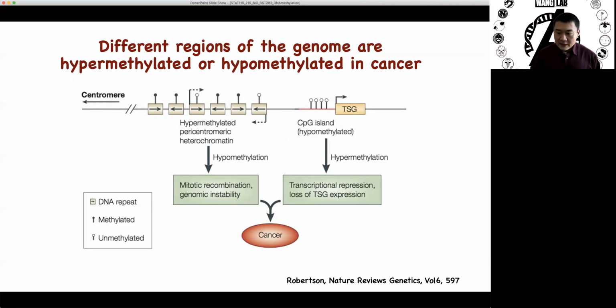Just to summarize, there are multiple very nice reviews out there. In cancer, you see increased methylation over tumor suppressor genes and decreased methylation over paracentromeric heterochromatin. This leads to genome instability and to loss of tumor suppressor gene function. That leads to cancer, right?